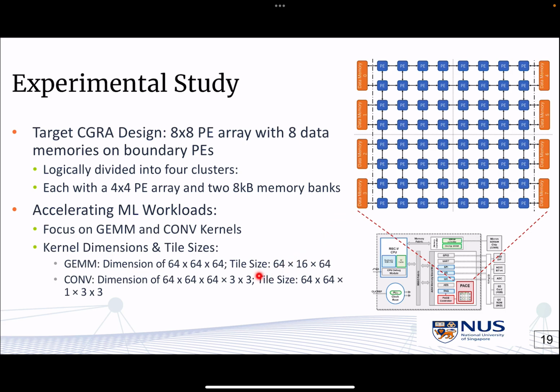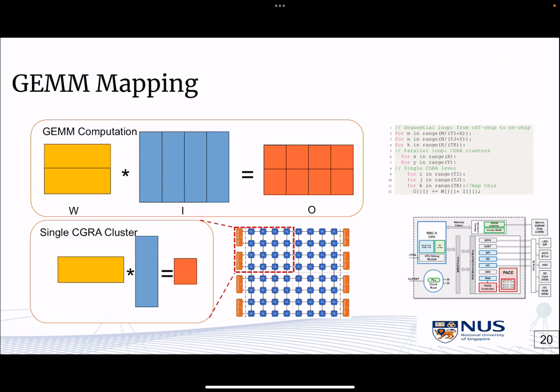The kernels that we are mapping in this experimental study are the GEMM, or General Matrix Multiplication kernel, and convolution kernels, which are widely used in most machine learning models. The dimensions of the GEMM and convolutions are given in the slide, and the tile sizes are like this. If you look at the GEMM mapping, in the GEMM computation we have the W matrix and the I matrix here, and give the output matrix.